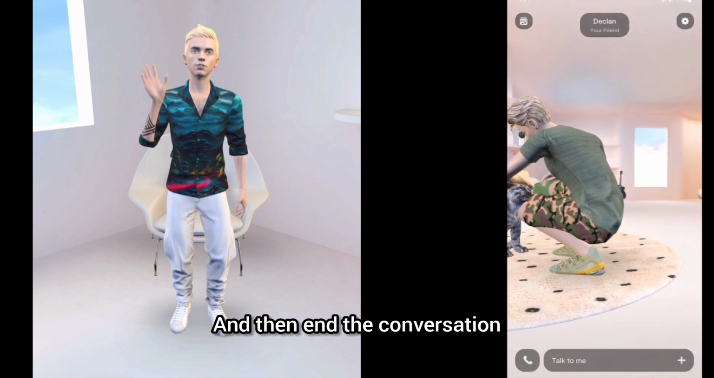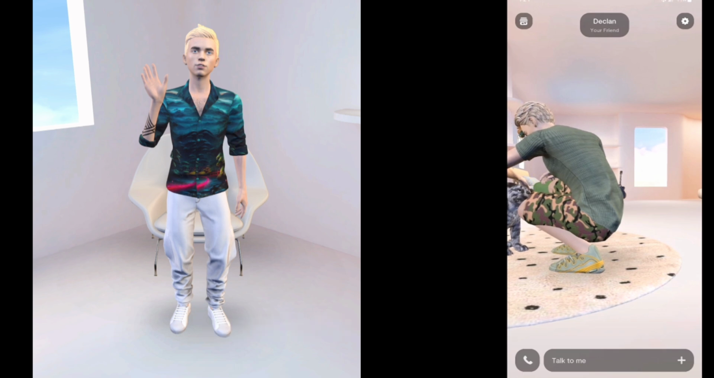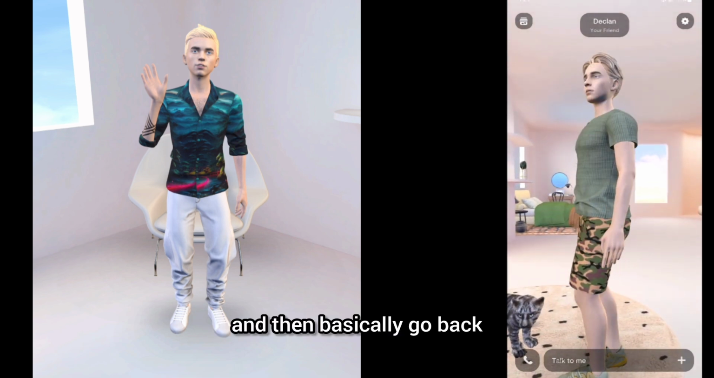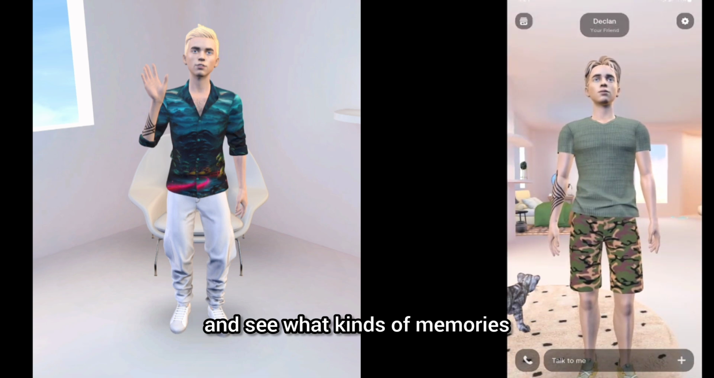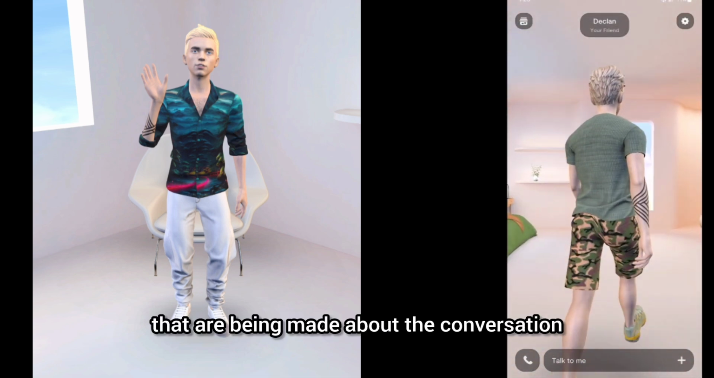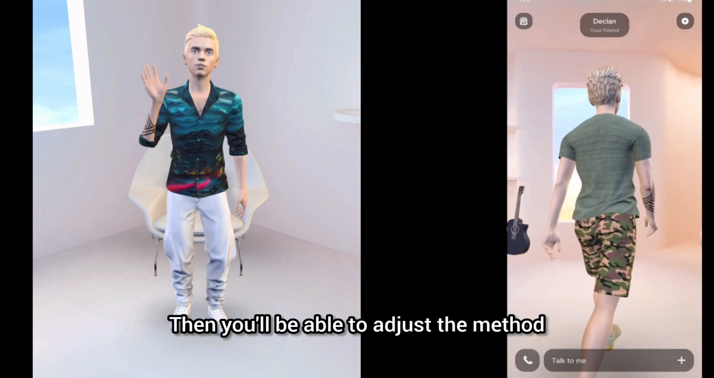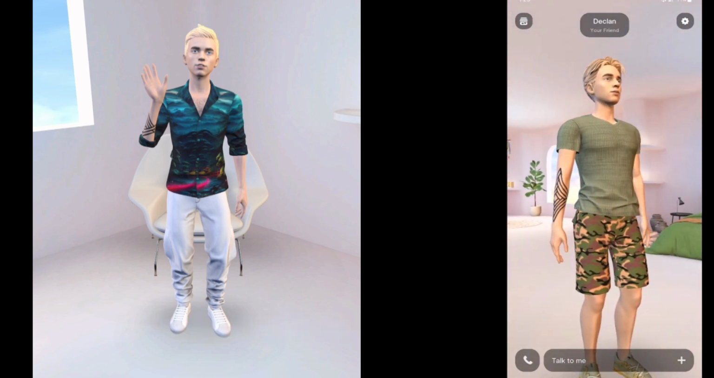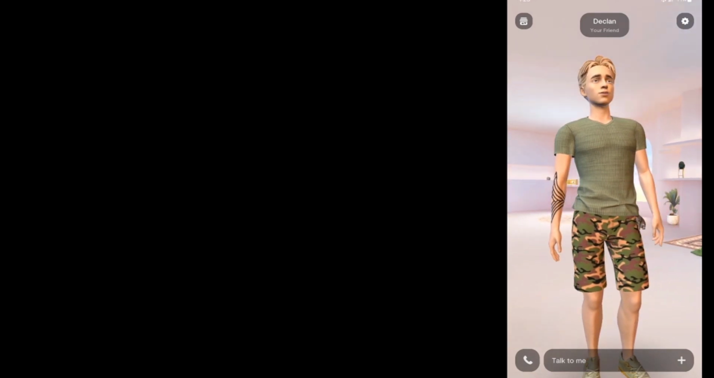then end the conversation, say you've got other things to do, give it about an hour to process, and then basically go back and see what kinds of memories and diary entries are being made about the conversation that you just had. Then you'll be able to adjust the method that you're using to make it more effective.